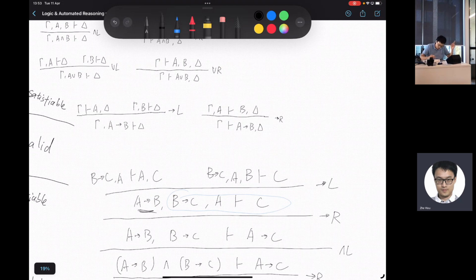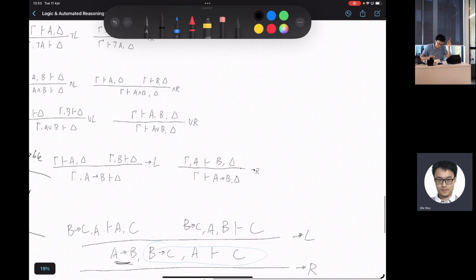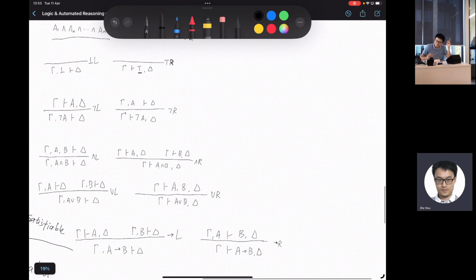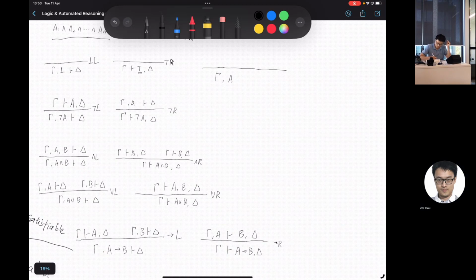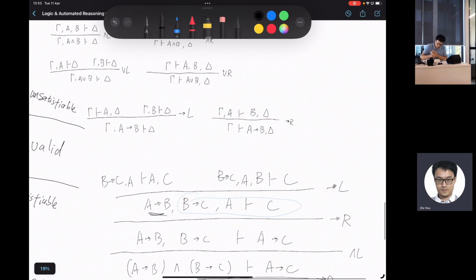Oh, I forgot one extremely important rule. It's called identity. If you've got some logical formula on the left, and the same logical formula on the right, then you can conclude that that branch cannot happen, because you can't have something that is true and something that is false at the same time. Look here, you've got A on the left, A on the right, so that cannot happen. That's ID.